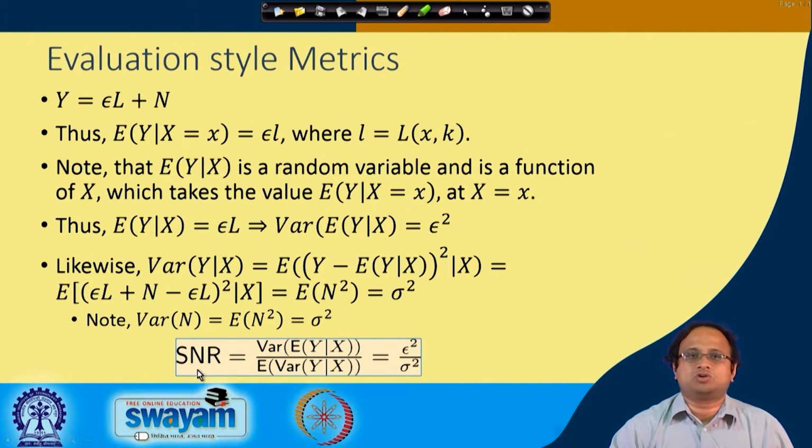So, the signal to noise ratio, which is the variance of E[y given x] divided by the expectation of the variance of y given x, is nothing but epsilon square by sigma square. Note that the expectation of the variance of y given x is equal to sigma square, which is indeed the variance of noise. If you remember, originally we defined the denominator of the signal to noise ratio as the variance of noise, and the expectation of variance of y given x correctly computes to the variance of noise. This also shows why it is defined in this way.